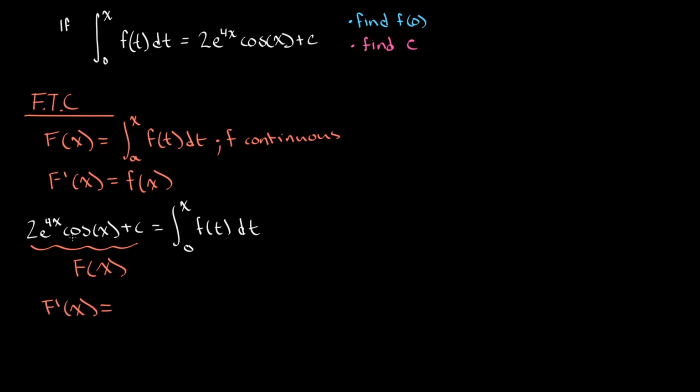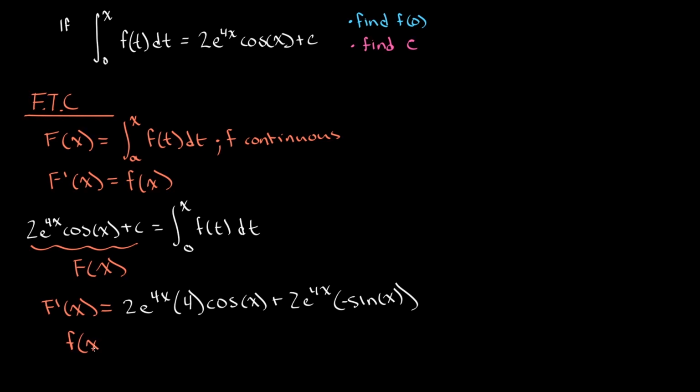So let's take the derivative of capital F of x, and we get the following. We're going to use some product and chain rule here. So we're going to have 2e to the 4x power, and we need to use some chain rule here. The derivative of 4x is going to be 4, and then we keep cosine of x. Then continuing to use the product rule, we have 2e to the 4x power, the derivative of cosine is negative sine of x, and there's our derivative. And again, under this fundamental theorem of calculus, the derivative of this capital F function is equal to lowercase f of x. And we ultimately want to find what f of 0 is.